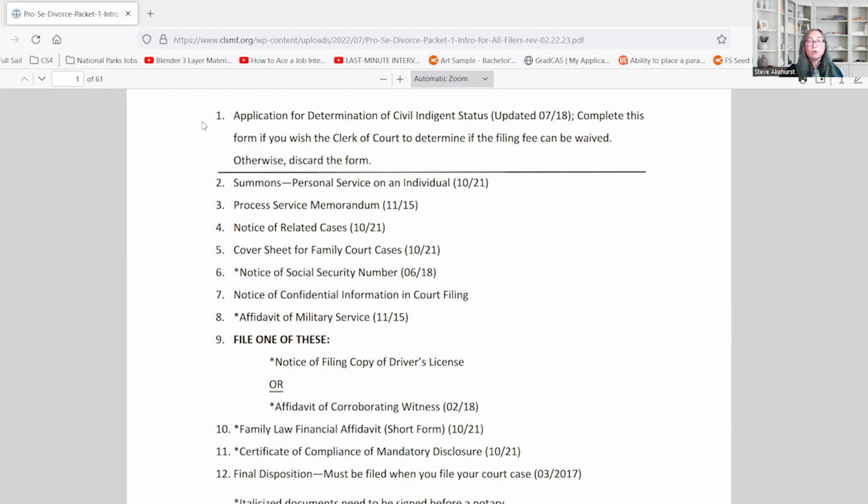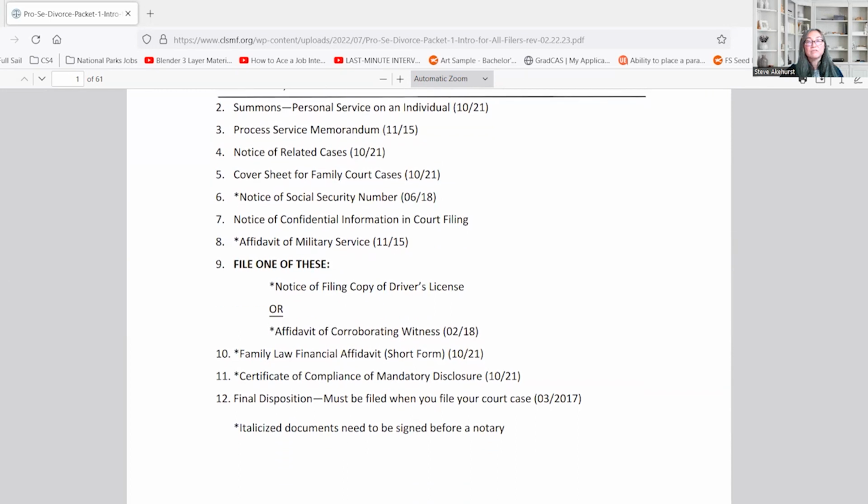And just briefly, I will go over the forms we have, which is the application for civil indigent status, the summons, which we discussed about filling out, process service memorandum, notice of related cases, cover sheet, notice of social security number, notice of confidential information, affidavit of military service, and you have to file either a copy of your driver's license or affidavit of corroborating witness. There's also family law financial affidavit, certificate of compliance, and the final disposition form. And we will go over each form more thoroughly.